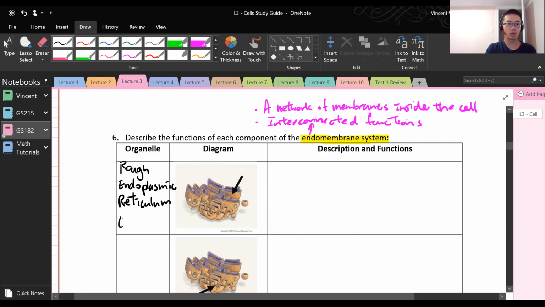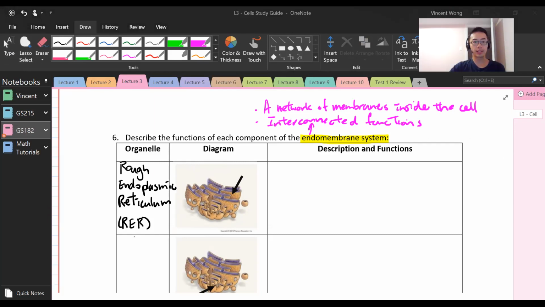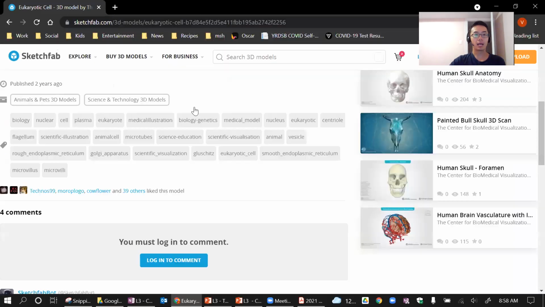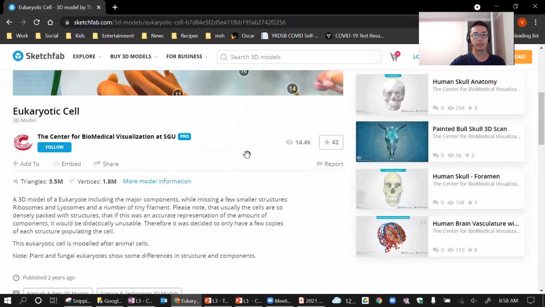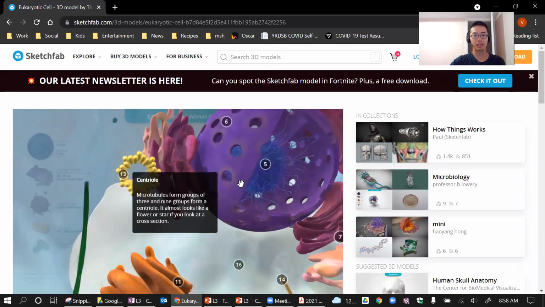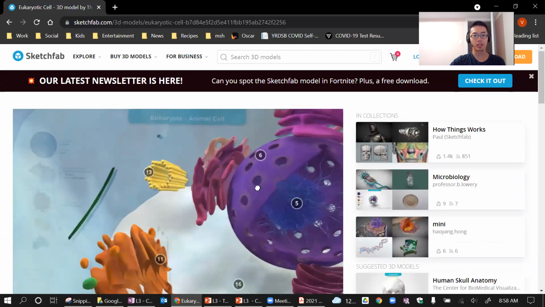Okay, or RER for short. Okay, now on eCentennial, there is a link that takes you to a 3D cell model. I mean, it's not the best one out there, but it's pretty simple. The other ones that look better are very complicated.